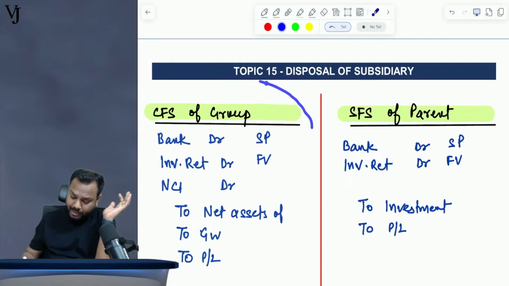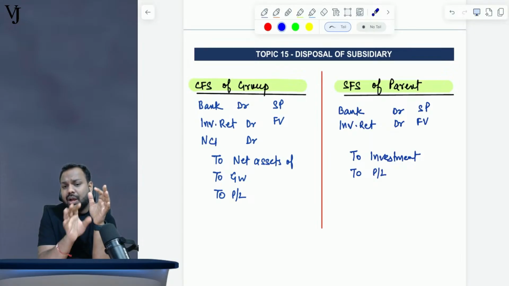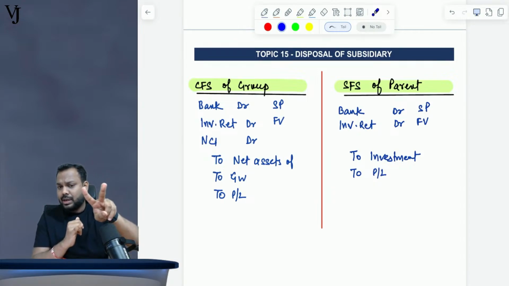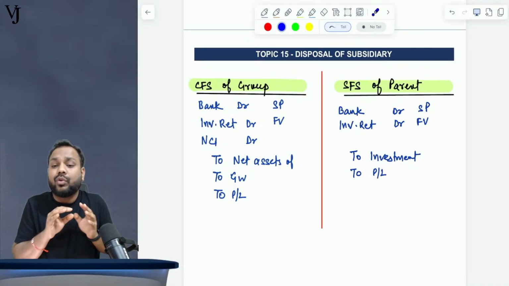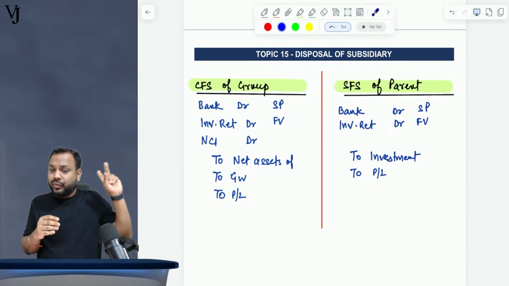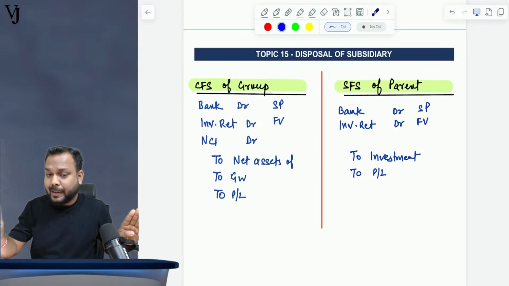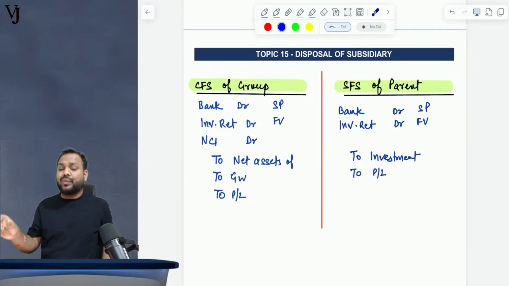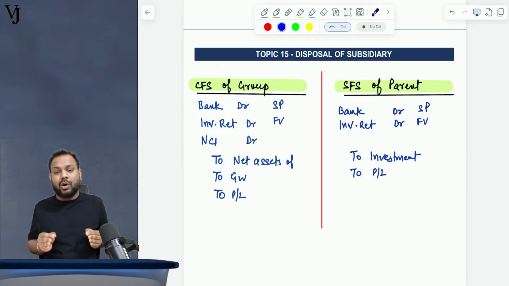Now comes the question, what is the treatment in the consol FS, the group FS? When we acquired the control, we recognize net assets of the subsidiary, we recognize NCI, we recognize goodwill, and we de-recognize investments. Now, when we are disposing of the subsidiary, that is, when we are losing the control, we have to do just the reverse. We de-recognize net assets, goodwill, and NCI. We recognize sale proceeds. The difference will go to P and L as gain or loss on disposal of subsidiary.